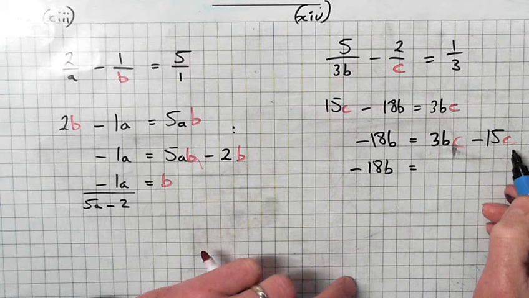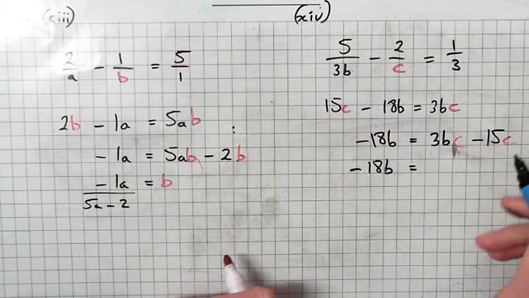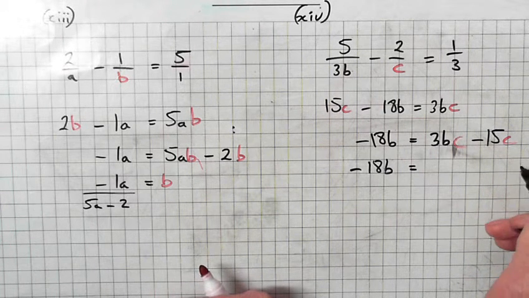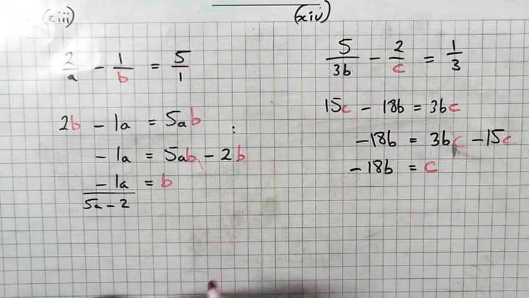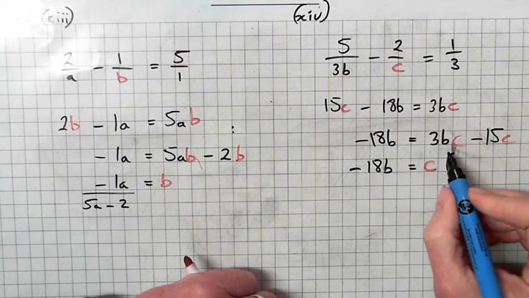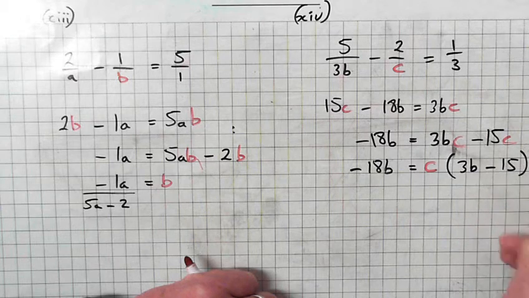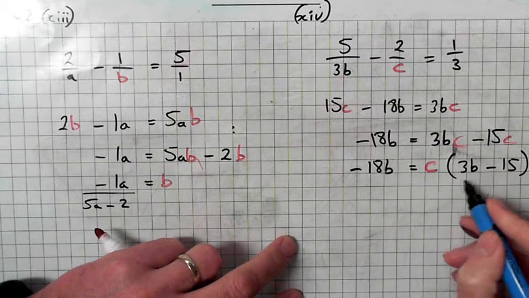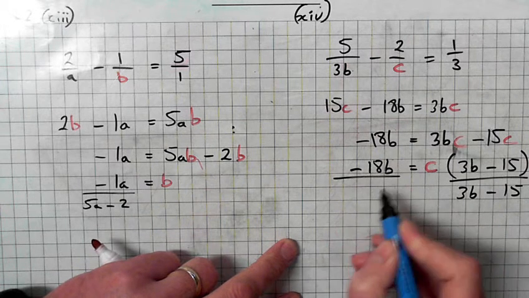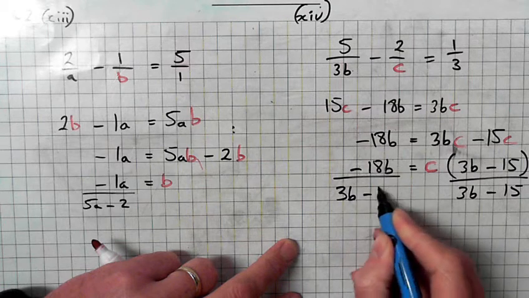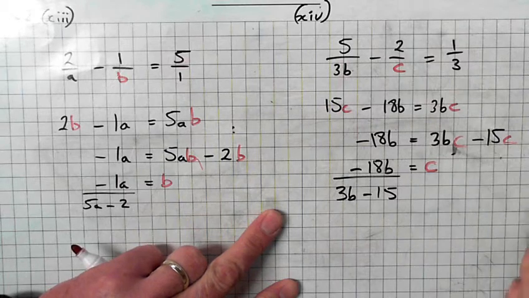Alright, what can we take out? This time we could take out c, but there's more we can take out. Well, I'll tell you what, we want to isolate the c, so we'll just take out the c. So what are we dividing by? What's left? 3b minus 15. Okay, and final step, divide both sides by 3b minus 15. Same as before, same steps, exactly the same result.